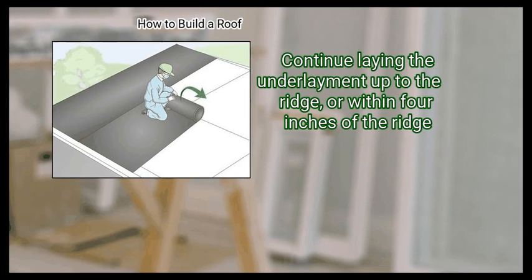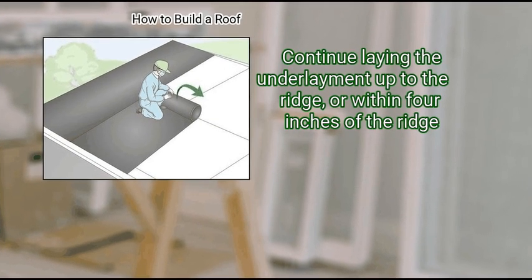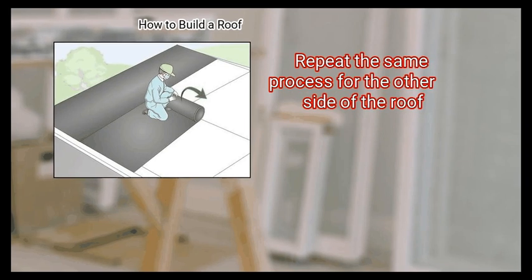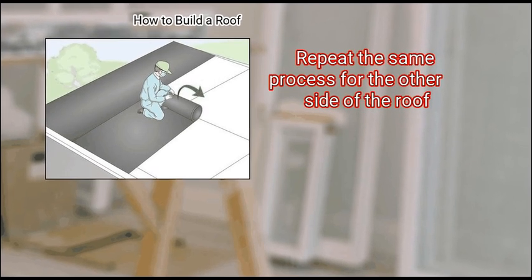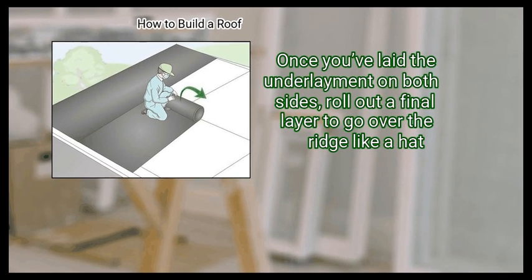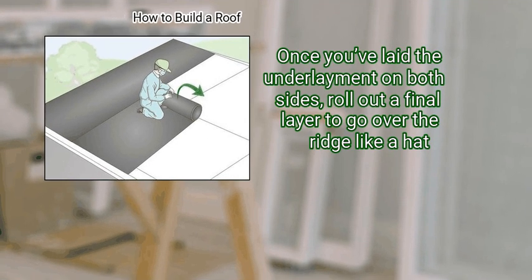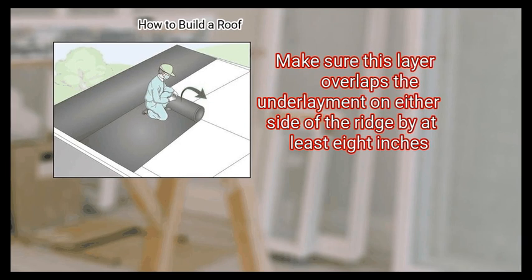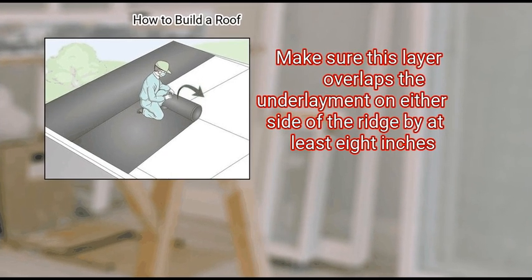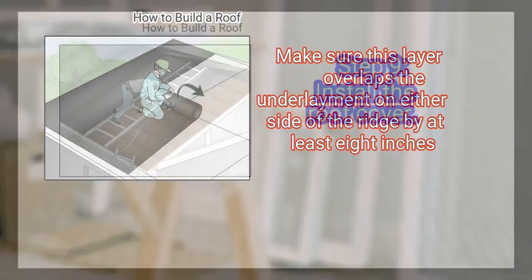Continue laying the underlayment up to the ridge, or within 4 inches of the ridge. Repeat the same process for the other side of the roof. Once you've laid the underlayment on both sides, roll out a final layer to go over the ridge like a hat. Make sure this layer overlaps the underlayment on either side of the ridge by at least 8 inches.